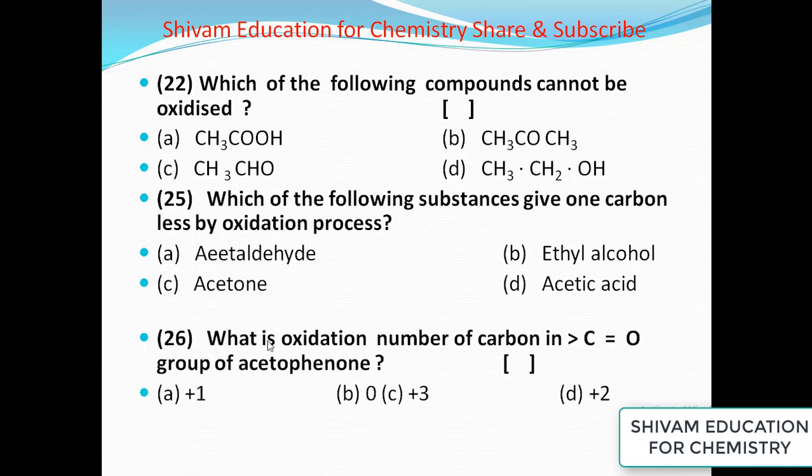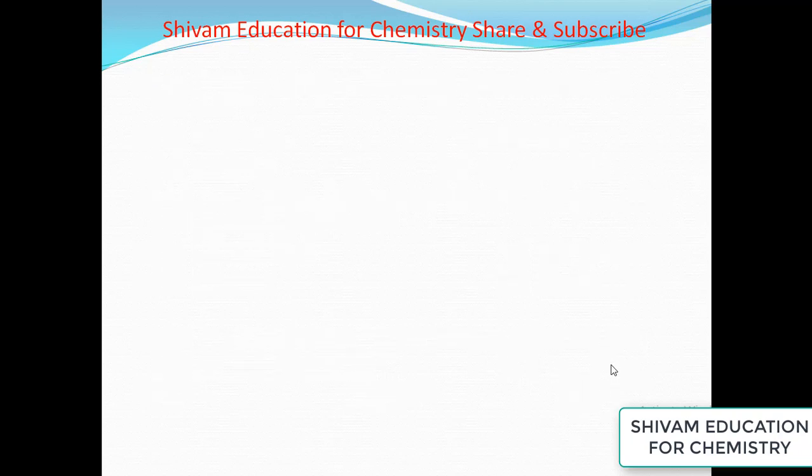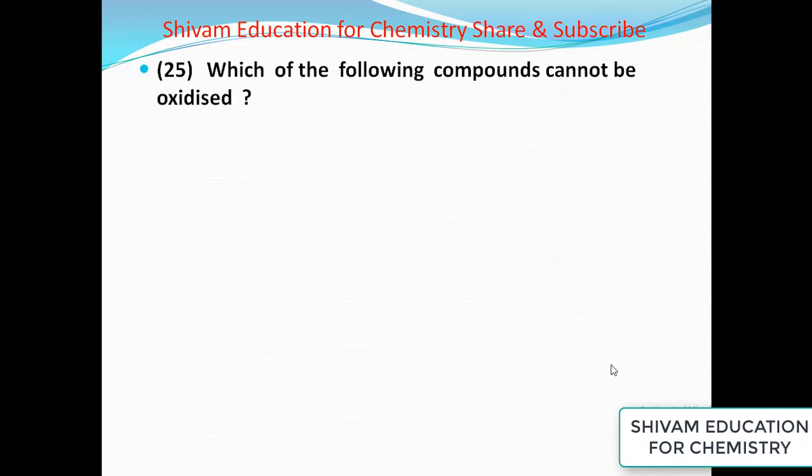Now, what is the oxidation number of carbonyl carbon in acetophenone? In acetophenone, it is a ketone, so the oxidation number of carbonyl carbon will be +2. Now question number 27.